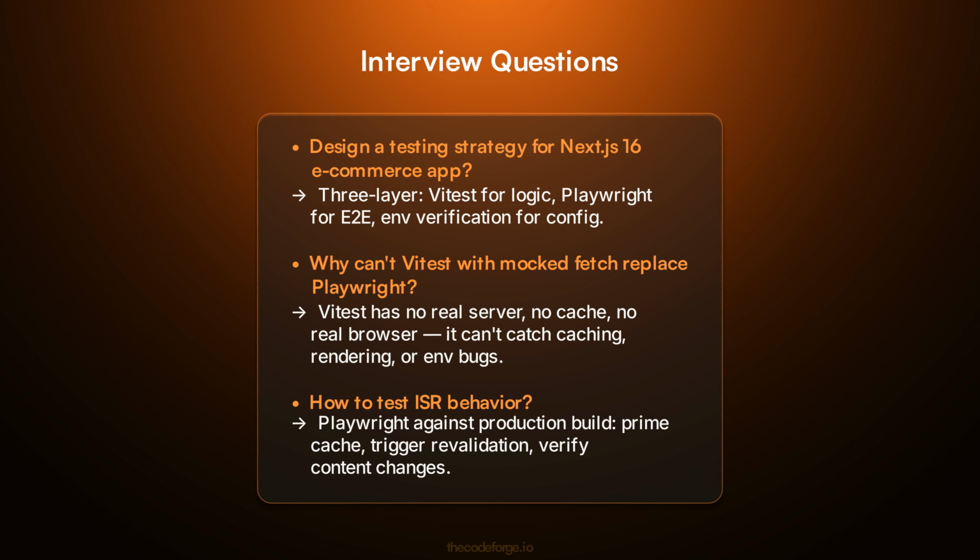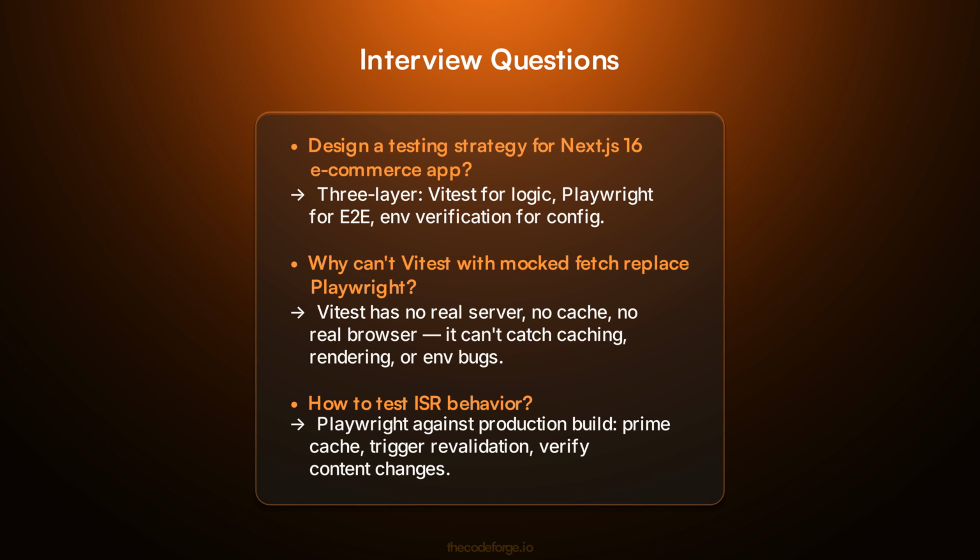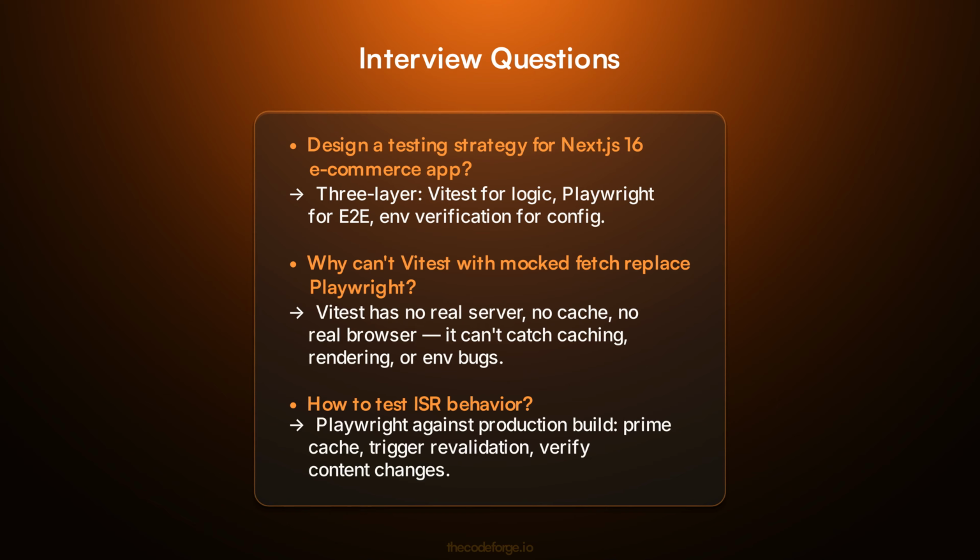Let's run through some common interview questions. Design a testing strategy for a Next.js 16 e-commerce app: three layers, Vitest for logic, Playwright for E2E, environment verification for config. Why can't Vitest with mocked fetch replace Playwright? Vitest has no real server, no cache, no real browser. It can't catch caching, rendering, or env bugs.